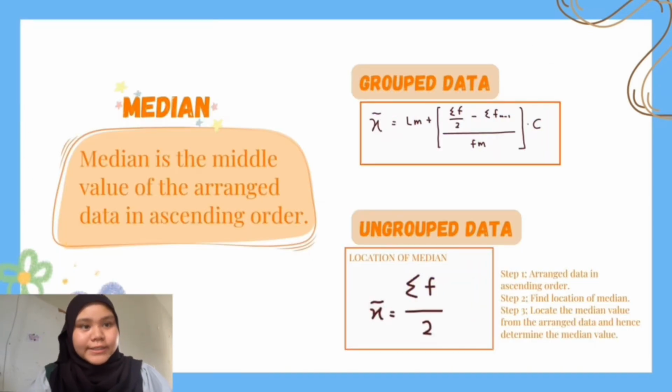Next, median. Median is the middle value of the original data in ascending order. First, for grouped data, median equals Lm, which is the lower boundary of the median class, plus, open brackets, total f over 2 minus cumulative frequency before the median class, over frequency of the median class, close brackets, times class size. For ungrouped data, we need to find the location of the median first, which is (n plus 1) over 2. Then we arrange the data in ascending order, and lastly locate the median value from the arranged data, hence determining the median value.